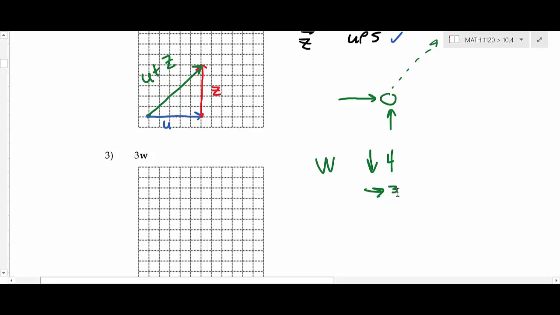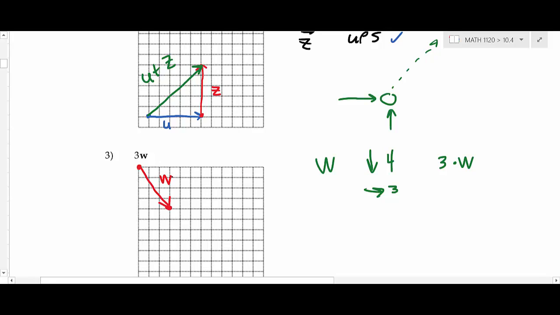Now what we want to do on this one is we're doing 3 times that vector. So you can take vectors and you can multiply. We call that scalar multiplication. So let's start up here. Put your beginning there and just go down 1, 2, 3, 4, and over 3 like that. And let's label that as vector w.